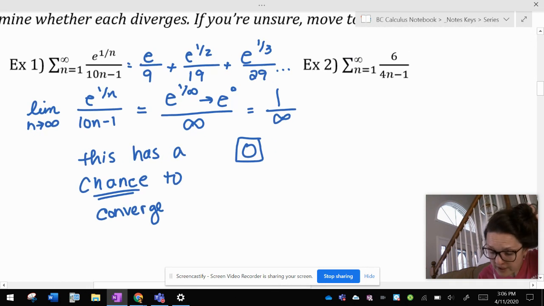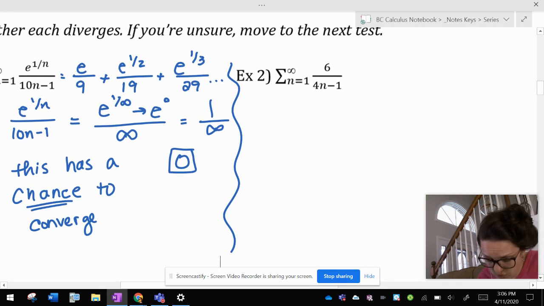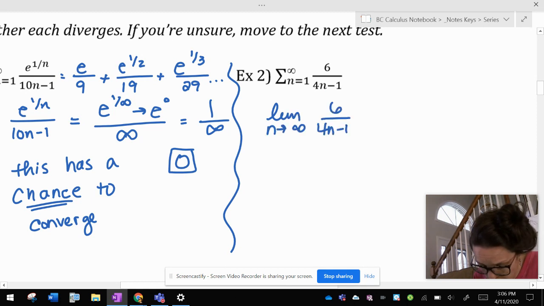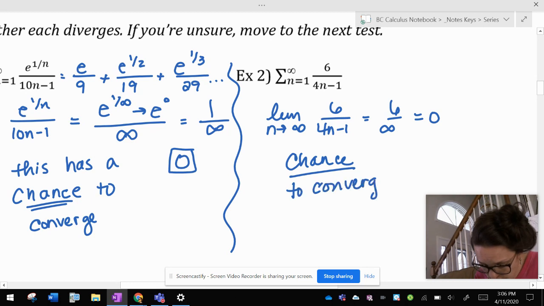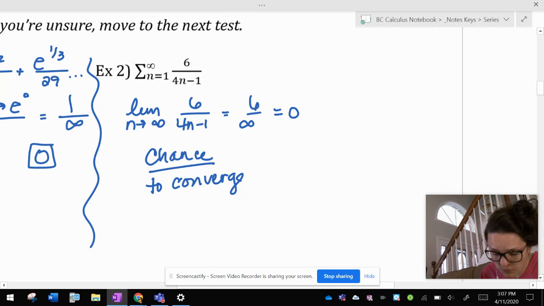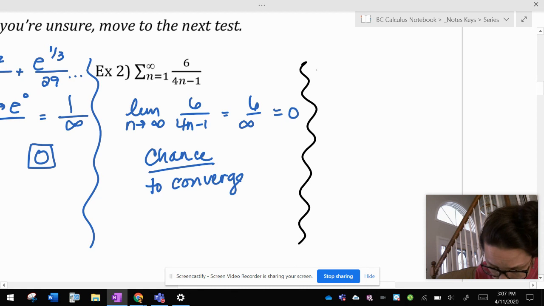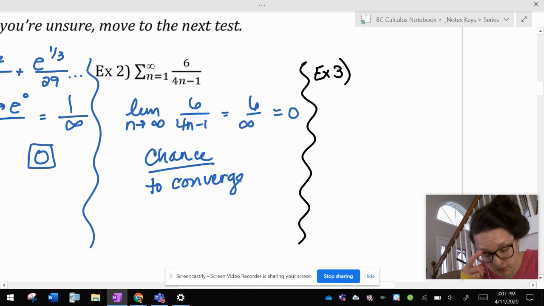If I come over here to the next one, I have, let's see, n equals 1, 6 over 4n minus 1. If I plug in n equals infinity in here, I have 6 over 4n minus 1, which is going to be 6 over infinity, which is 0. This has a chance to converge. And I actually want to add one more onto here. So add this last one. There is supposed to be one here. Maybe it's on your screen if I fix it before you watch this video. So this may already be on your screen.